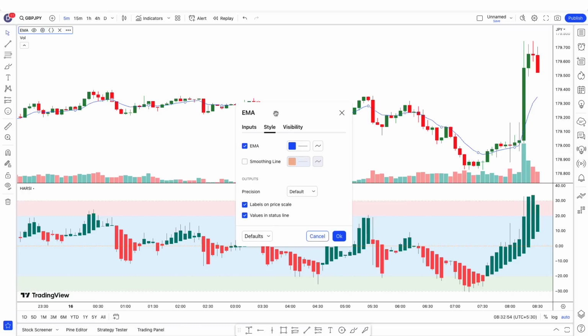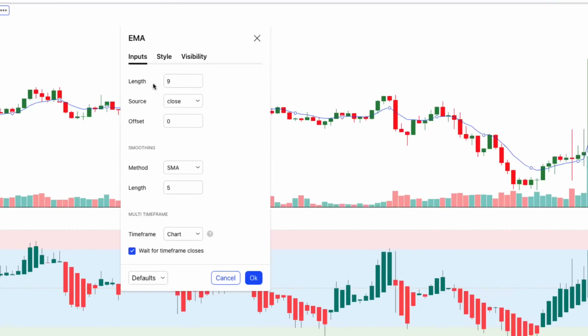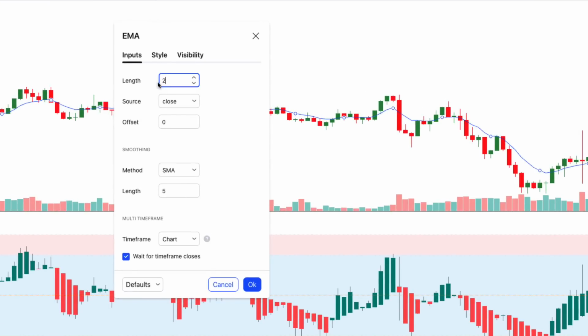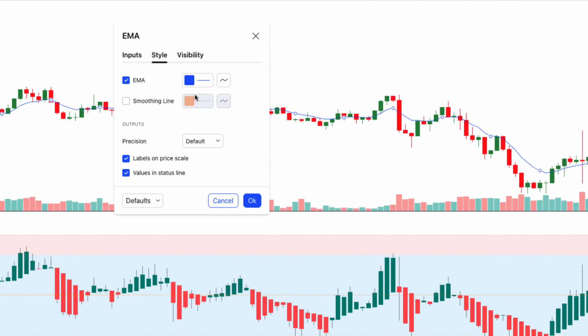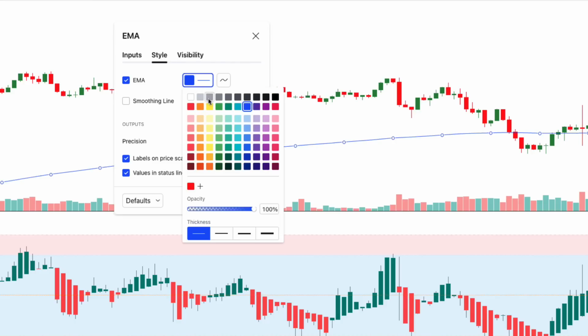Navigate to the EMA indicator settings and click on the Input tab. Now change the value of the EMA to 200. Next, click on the Style tab. Here we will be changing the color of the indicator to make it more visible.